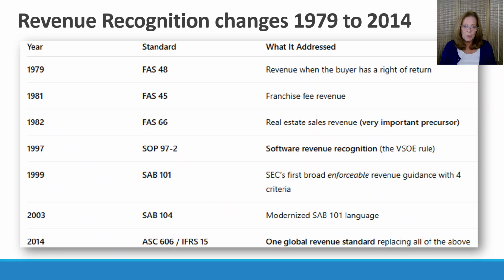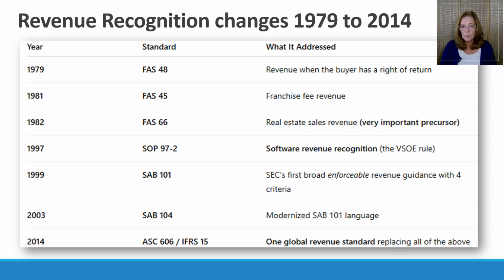FASB Statement Number 48 was one of the first focused revenue standards and required companies to reasonably estimate customer returns. The idea was to stop companies from inflating sales at year-end by shipping goods that might come back later.